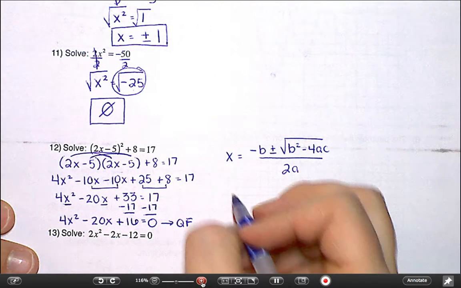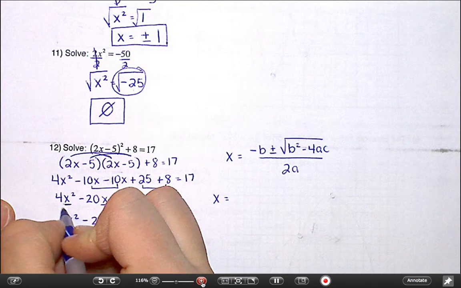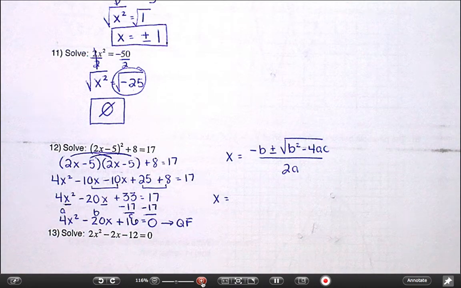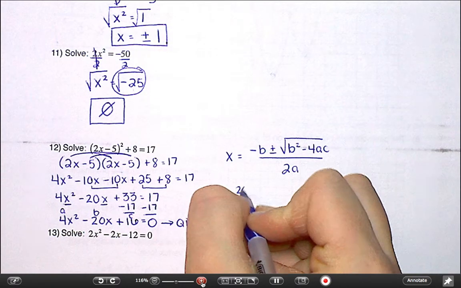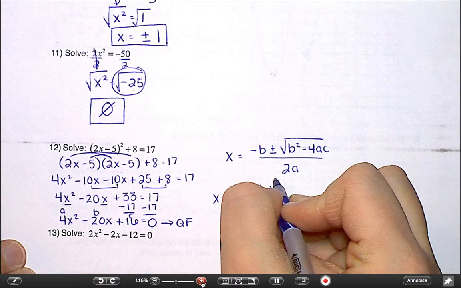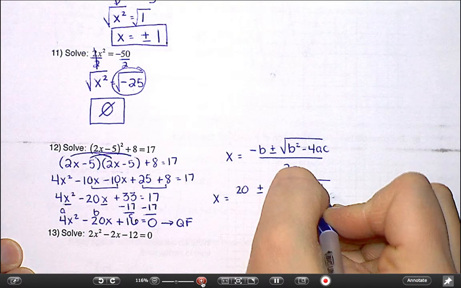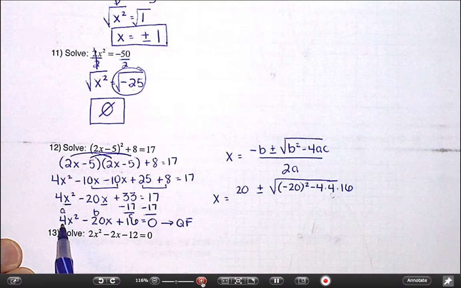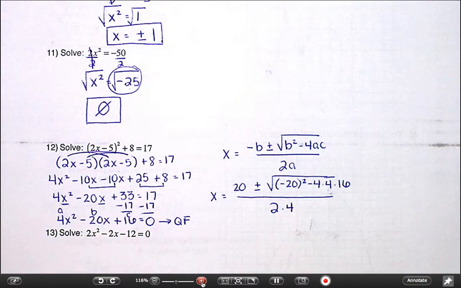So for me, I would fill this in as x equals my b value. Remember, this is a, b, and c. And when I'm talking about a, b, and c, there are no x's. I'm not putting x's into my quadratic formula. It's just the numbers. My b is already negative. So out here where it says negative b, that's actually going to be a positive 20 plus or minus the square root of negative 20 squared minus 4 times 4 times 16. So that's 4 times A times C all over 2 times A, or 2 times 4.